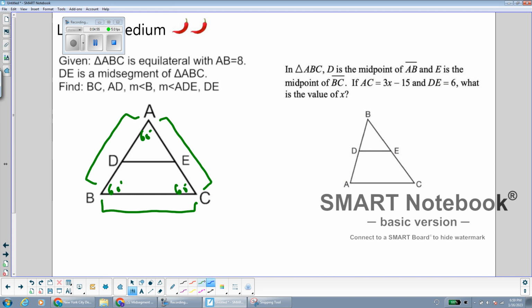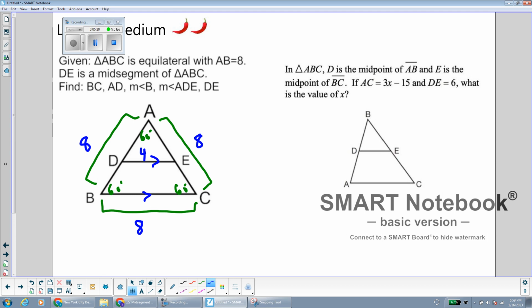We're told that AB is equal to 8, so that means all of the other sides of the triangle are also 8. We're also told that DE is a midsegment of the triangle, so we know that it's half the length of the third side. So if the third side is 8, the midsegment is half of that, which is 4. I also know that it's parallel to the third side. I don't know if that's going to be important, but I'll mark it just in case it is.